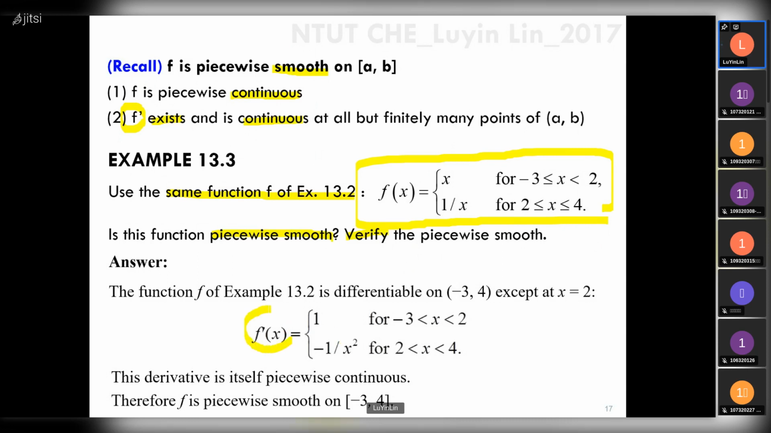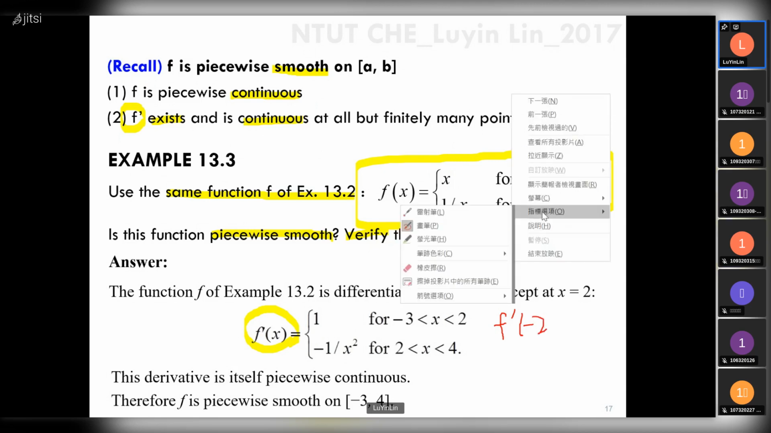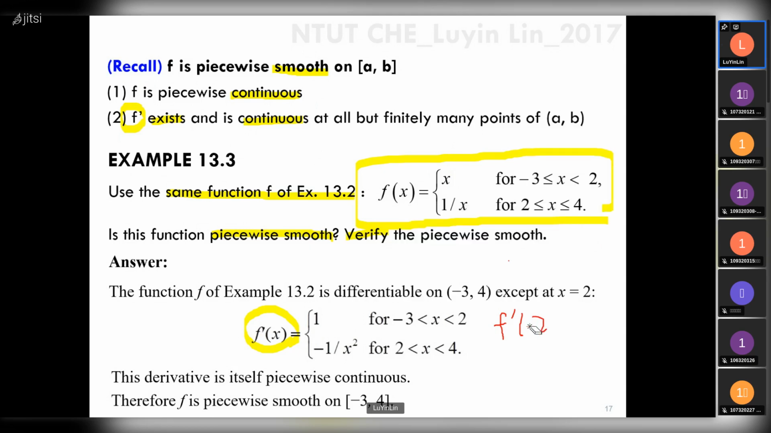Do the first differential, f prime. Okay, so this is x, f prime is 1. This is 1 over x, f prime is minus 1 over x squared. Okay, then you have to check one thing. You have to check f prime of 2. This point, the common point here.